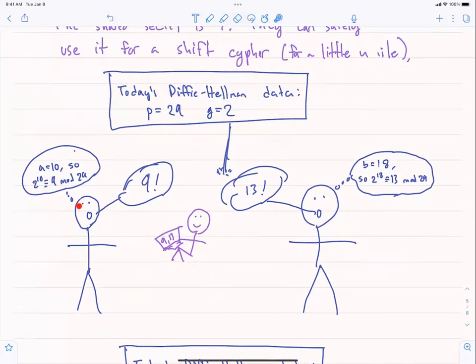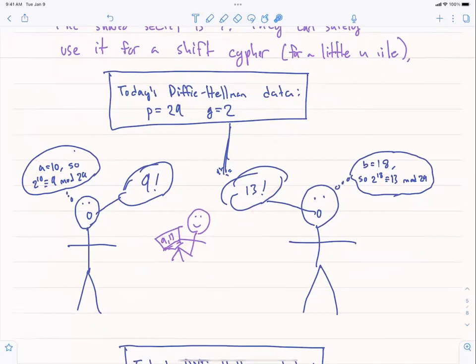Okay, and so then Alice, inside her head, picks this random number, A equals 10. And then she does the computation using the information on the sign plus her number A. So she computes 2 to the 10, so 2 to the 10 modulo 29, and she gets this little number 9, and she shouts out 9. So Bob knows the number 9 now because Alice has just shouted it out. And then Bob does the same thing. He picks a random number, 18. Then he computes 2 to the 18, which is 13 mod 29. He takes that result and he shouts out 13.